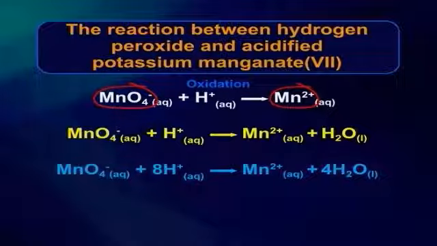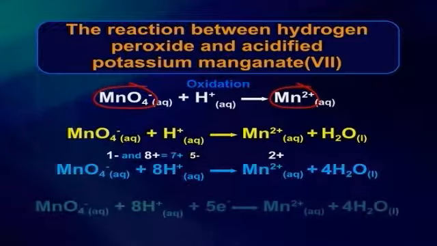Now that all the atoms are balanced, the charges need to be balanced. Currently, there are 1- and 8+, which is equal to 7+ charges on the left-hand side, but only 2+ on the right. Therefore, 5 electrons need to be added to the left-hand side to reduce the 7+ to 2+.